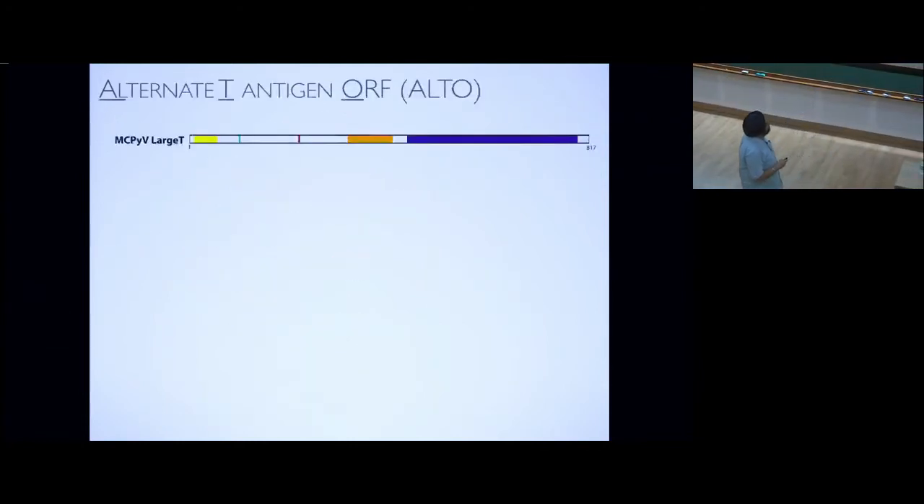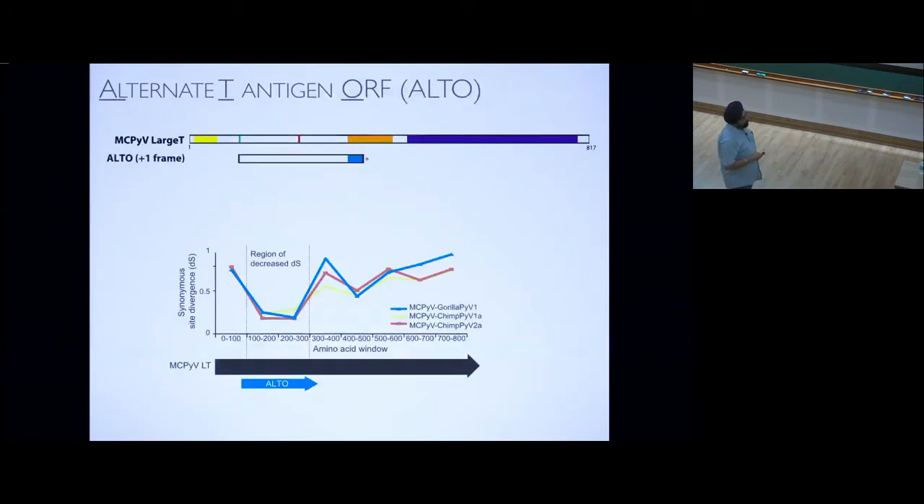How far back do you want me to go? Here? Well, so we would say that this is distinctly non-neutral because we have a depression in the DS, which should be consistent with the fact that what is DS, or synonymous sites in the large T antigen frame, is actually a replacement site in the ALTO frame.